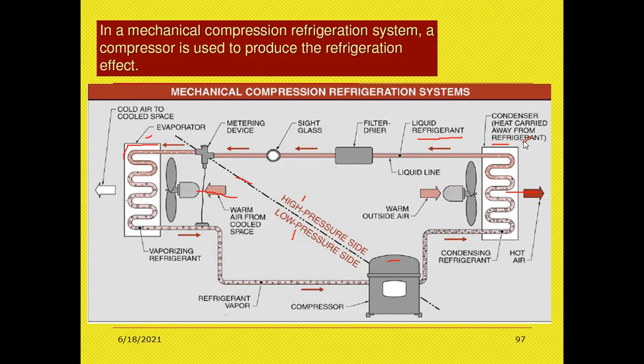Heat is carried away from the refrigerant. The condenser will take away the heat from the refrigerant. Here the refrigerant carries the heat inside the pipeline. Now what will the condenser do? The condenser will take away the heat from the refrigerant. Refrigerant means a chemical, a substance which is used for a refrigerating system. It may be a fridge or it may be an air conditioning system.